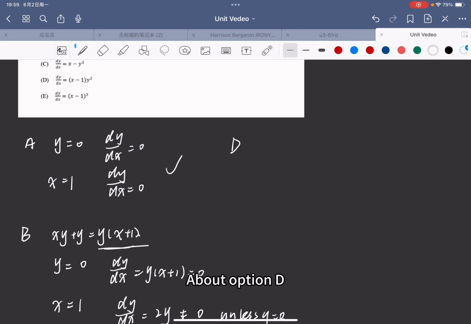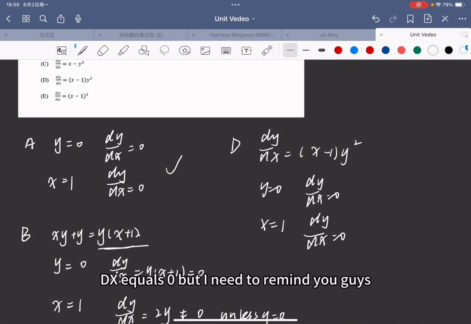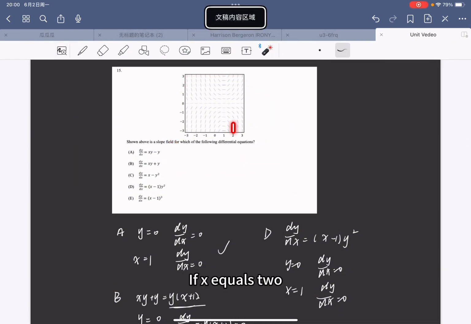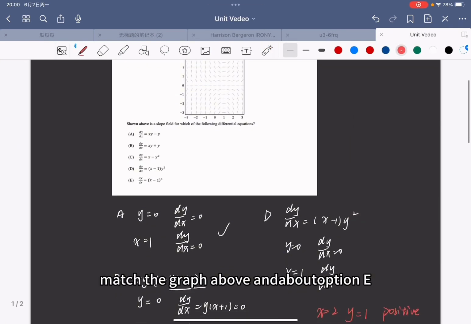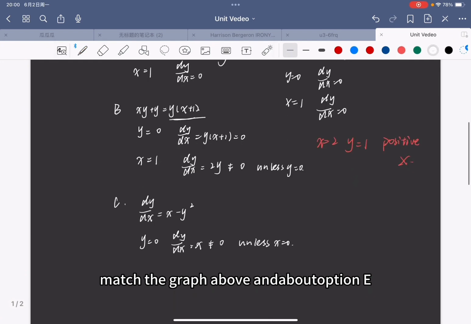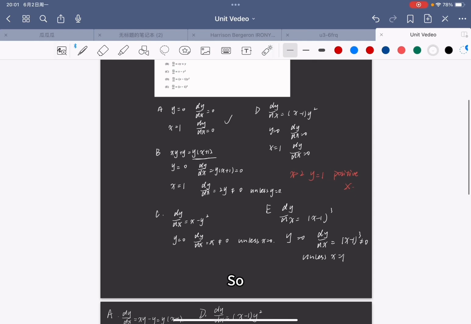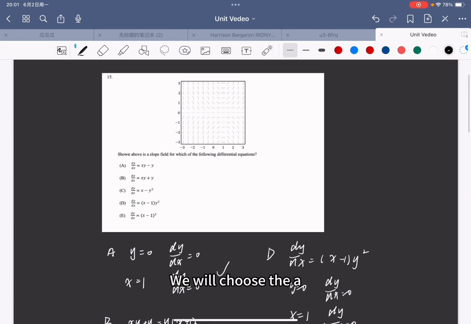About option D, if y equals 0, dy over dx equals 0 if x equals 0. But I need to remind you, look at the graph above. If x equals 2, y equals 1. But when x equals 2, for this part, y is not positive. So option D is wrong. It doesn't match the graph above. And about option E, if y equals 0, dy over dx is not 0 unless x is 1. So in general, we can find A is the correct option. So we will choose A.